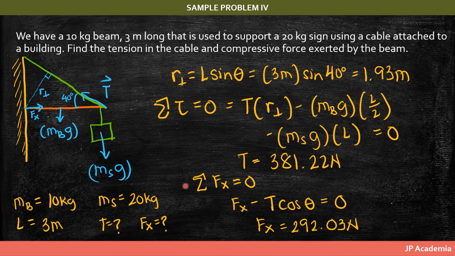So next, using the first equilibrium condition, we have this expression wherein the summation of the forces along the horizontal is equal to 0. And therefore, this is just equal to Fx minus T cosine theta, by getting the x component of our tension. And this is just equal to 0, and therefore we know the value of T. So Fx is equal to 292.03 newtons. And that's it for this lecture.